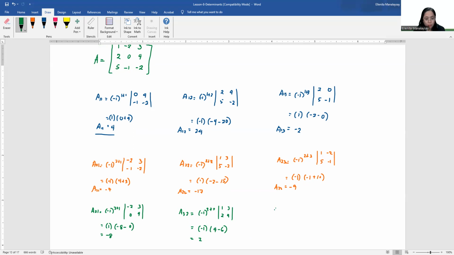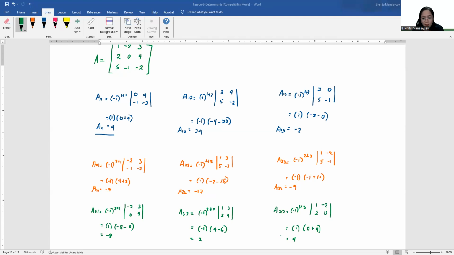Then A33 is equal to negative 1 raised to 3 plus 3 times the determinant of 1, negative 2, 2, 0. So this is equal to negative 1 raised to 6 is positive 1 times 1 times 0 is 0 plus 2 times 2 is 4. So this is positive.